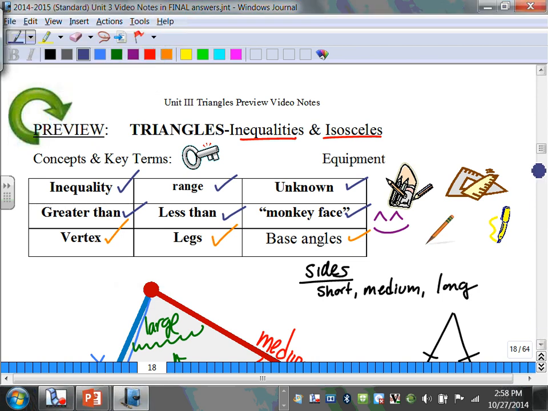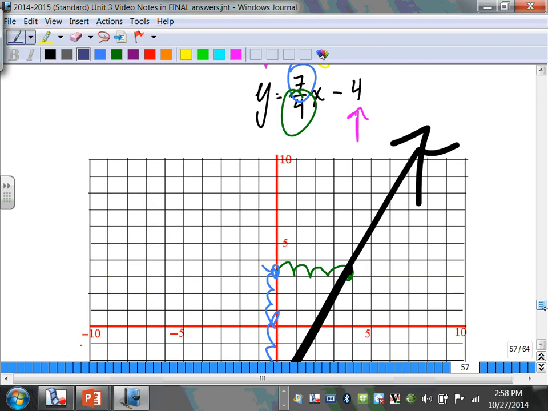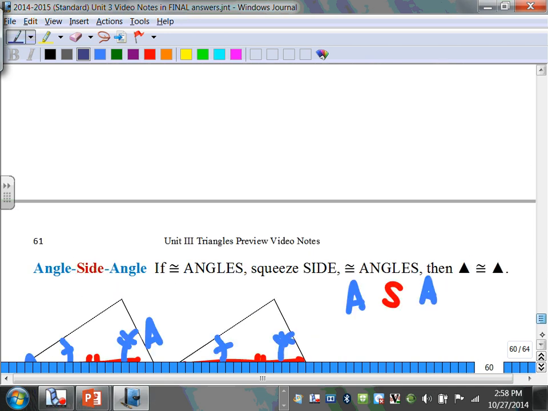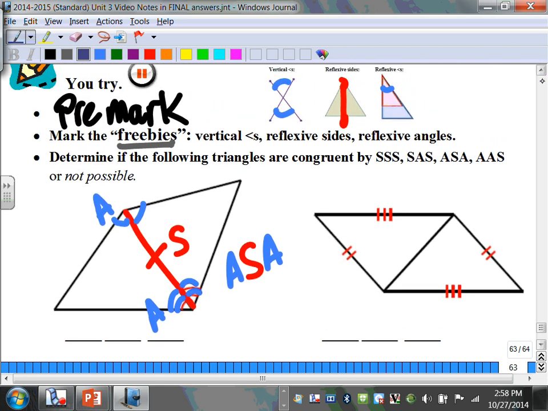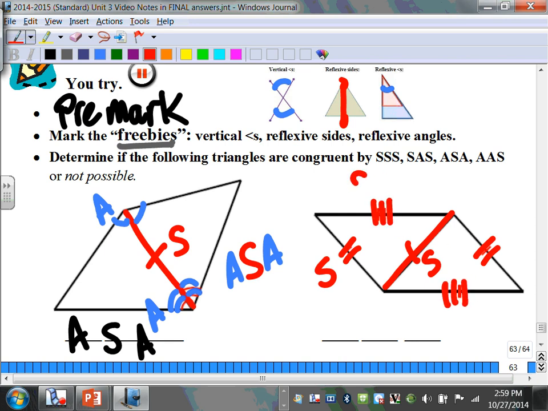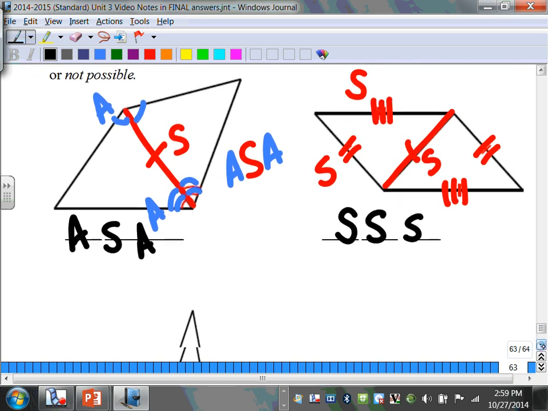Okay, let's try another one. Okay, so we were right here. First one is angle, side, angle. Second one, we marked the freebie. And our freebie is the reflexive side, so I put an S. And then notice I already have another pair of sides, S. Another pair of sides, S. So this one's going to be side, side, side. Do one more.